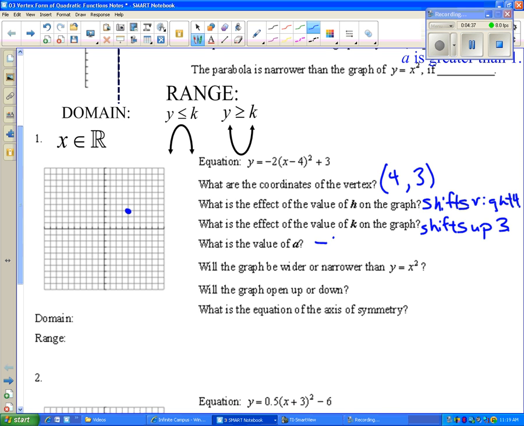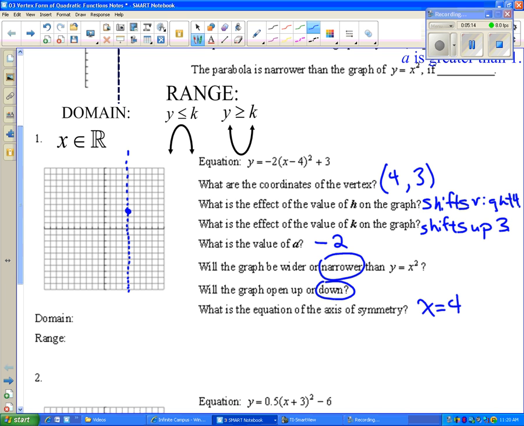A is negative 2. Will the graph be wider or more narrow than y equals x squared? Since the absolute value of a is greater than 1, this is more narrow. It's going to stand up taller. The graph is going to open down because a is negative. What is the axis of symmetry? Axis of symmetry is x is equal to the x coordinate of 4. So here's my x coordinate of 4.